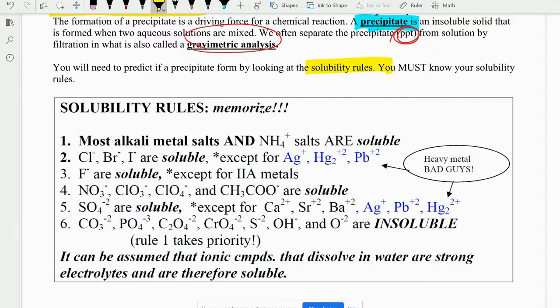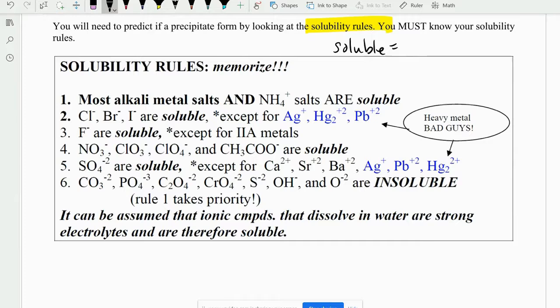You need to know your solubility rules. I guarantee that there are going to be multiple questions that pop up in learning checks, finals, or even the AP test in May where you need to know these rules. Anything that is soluble does dissolve, so it is dissolvable. If it is insoluble, that is when the precipitate is going to form, so it does not dissolve. Precipitate is the thing that forms because it does not dissolve, if that makes sense. And I hope it does.